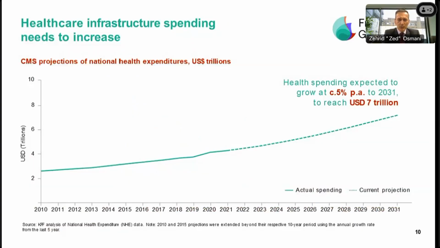Looking at, actually, that slide is here, sorry, and we'll come back to the other one. So 5% per annum increase in healthcare spending, and that's predicted to reach $7 trillion by 2031.